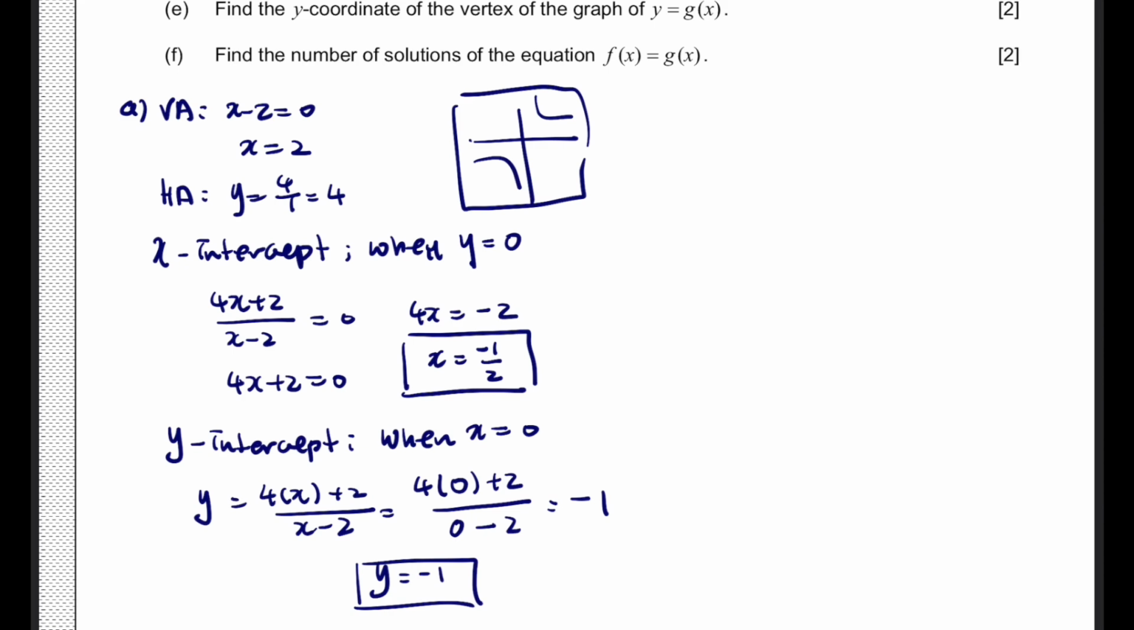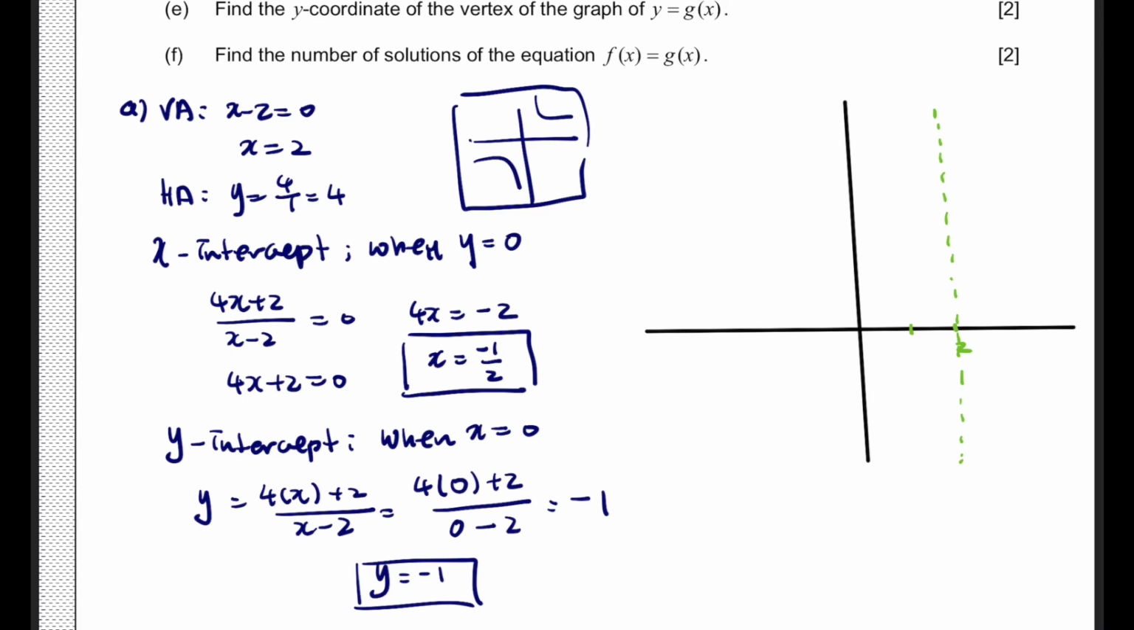Okay, so let's draw the y-axis first, and I'm going to draw my x-axis like this. We do know that our vertical asymptote is 2, so I'm just going to mark 2 like this and draw my vertical asymptote. I should mention that this is the vertical asymptote, x equals 2, right? And my horizontal asymptote is 4: 1, 2, 3, and 4.